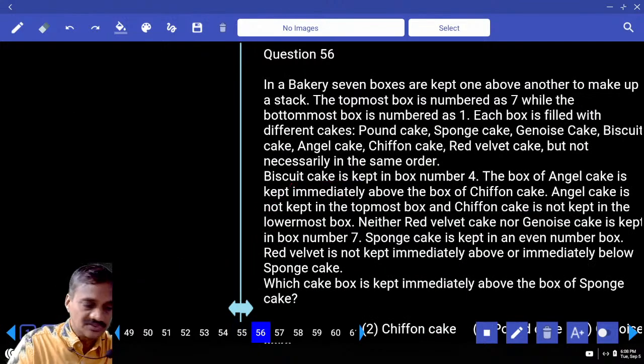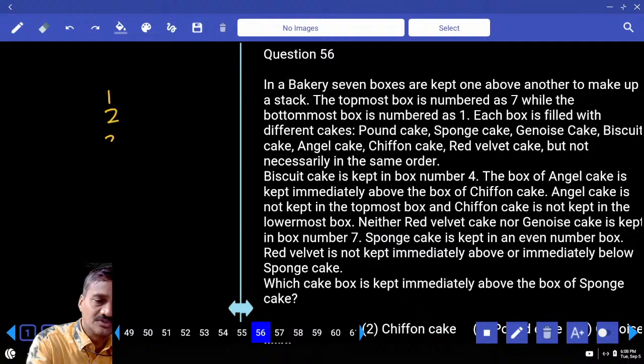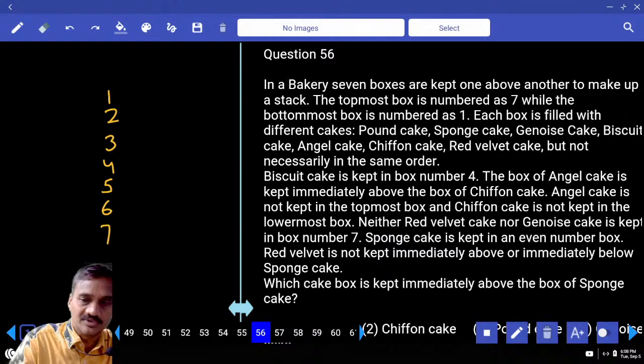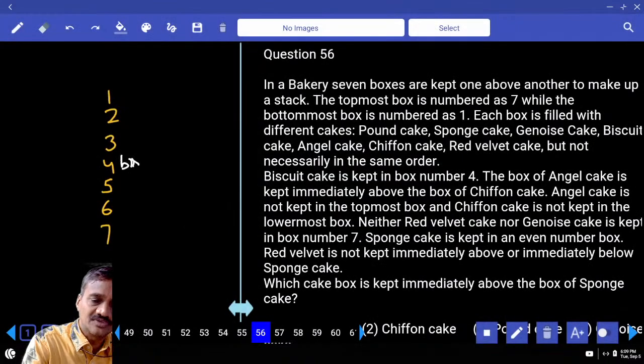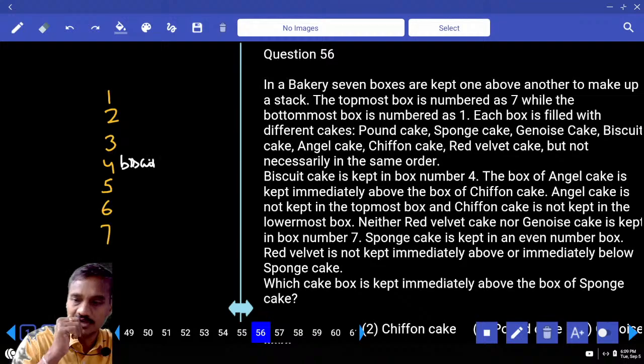Then next one, 56. Now in a bakery, 7 boxes are kept one above the other to make a stack. Now 7 boxes are there, 1, 2, 3, 4, 5, 6, 7. Each box is filled with different cakes, and biscuit cake is kept in box number 4. Now in box number 4, what is that one? Biscuit cake. And then angel cake is kept immediately above chiffon.